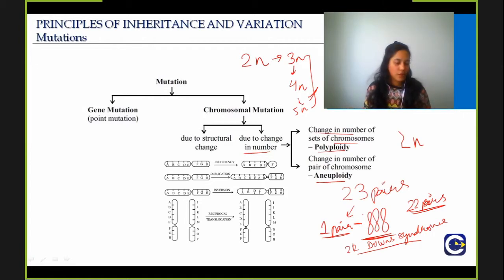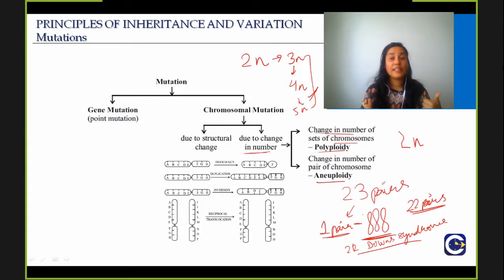So, is everything clear? Polyploidy, aneuploidy. Polyploidy is when there is change in complete set. From 2n it becomes 3n. Everything changes. Human beings are 2n. For example, they become 3n, 4n. All of them increase. And aneuploidy, change in number of pair of chromosomes. If there are 23 pairs, then only one pair will change. Is it good?